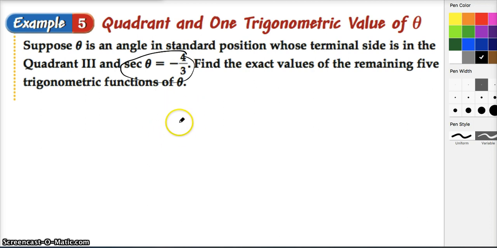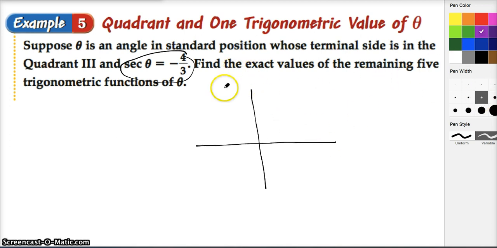We have an angle in standard position, and we're trying to figure out all of the 5 remaining trigonometric values if the secant of this angle that we're about to draw happens to be negative 4/3. So I'm drawing the angle as best I can, putting the terminal ray in the third quadrant. And now I need to account for this secant value being negative 4/3.